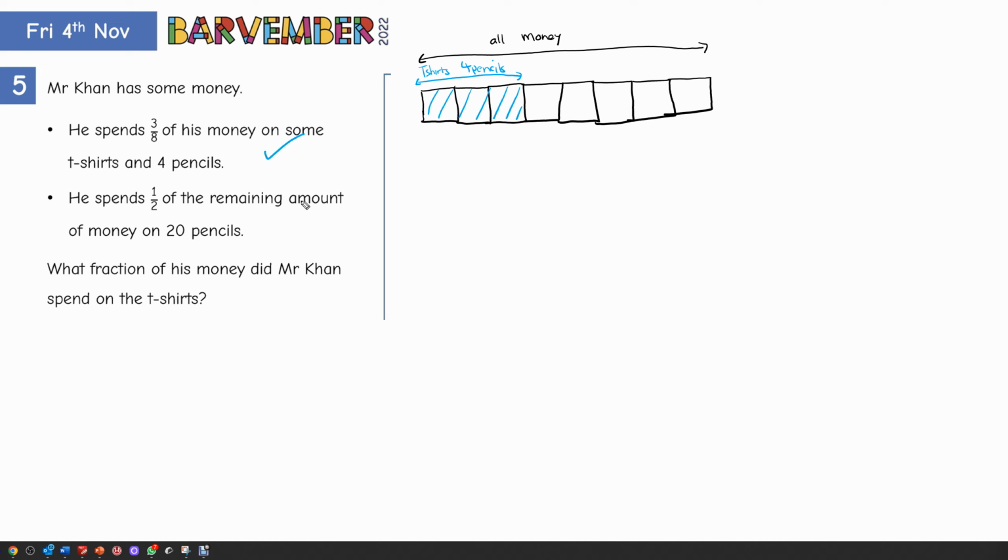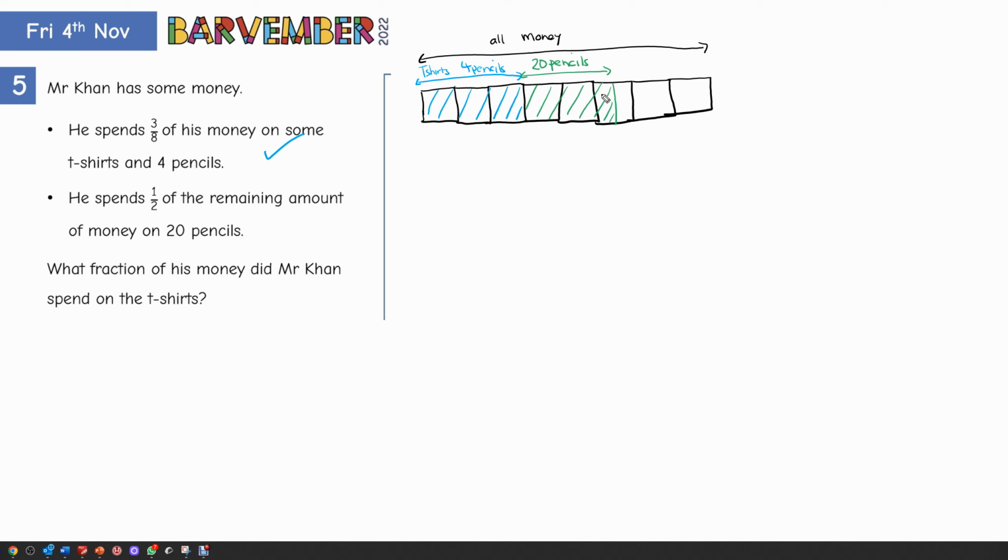He spends half of the remaining amount of money on 20 pencils. Okay, so the remaining amount is 1, 2, 3, 4, 5 parts. Well, half of 5 is 2.5. Okay, so 1, 2.5. So this is the amount of money spent on the 20 pencils. Okay, so up to here, 20 pencils. And this is interesting because this is only on pencils. There's no t-shirts mixed up in here.